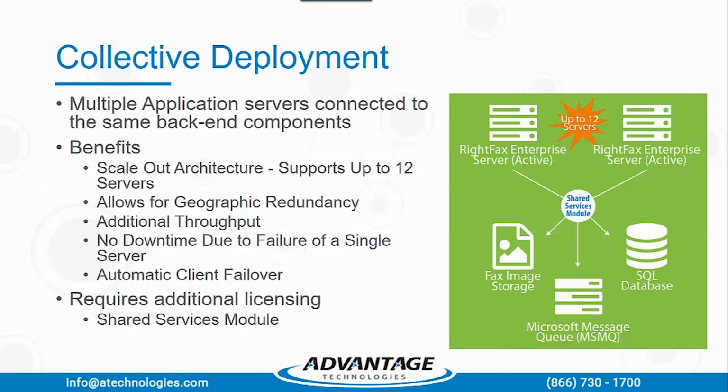A RightFax collective is the best solution for true high availability and disaster recovery. Since you can have up to 12 RightFax application servers geographically located in multiple data centers, you can truly load balance all RightFax services and network connections. The biggest challenge with a collective is the replication of SQL and RightFax images. As you can see from the diagram to the right, all the RightFax application servers are connected to a single SQL server and image store. RightFax 10.6 and greater does have the ability to write images to concurrent image stores, but it cannot write to concurrent SQL databases.